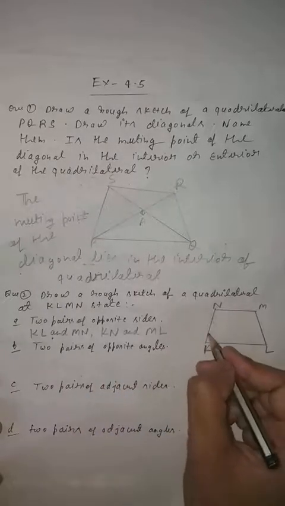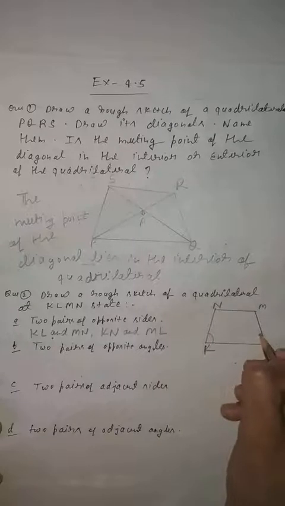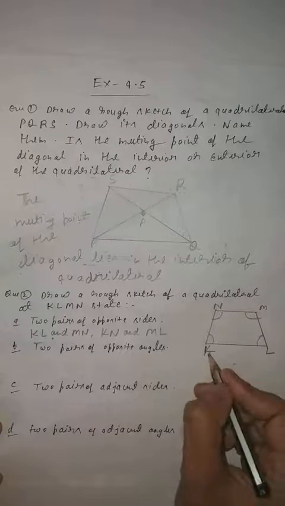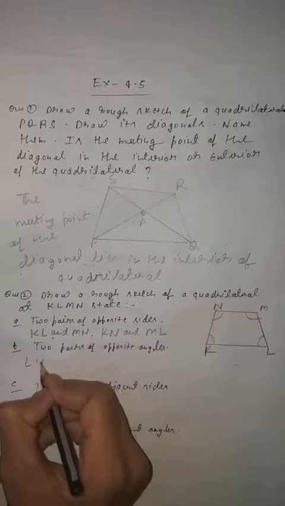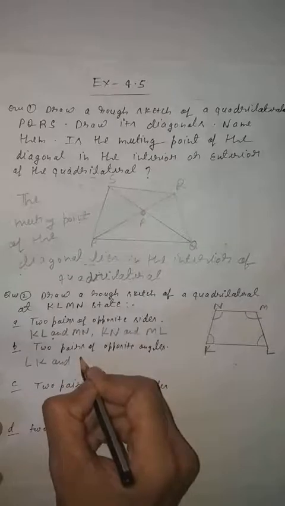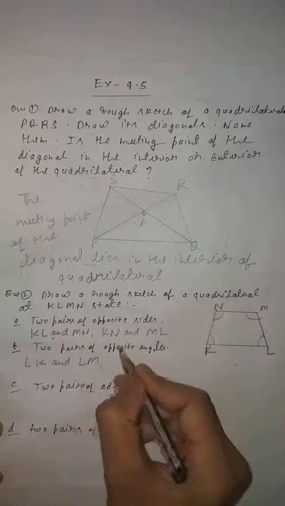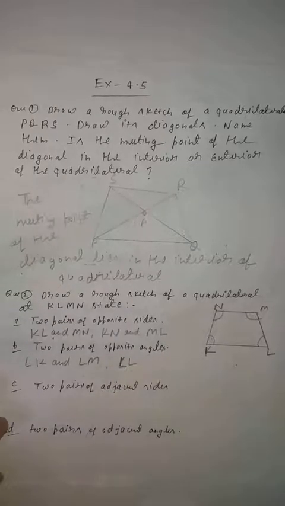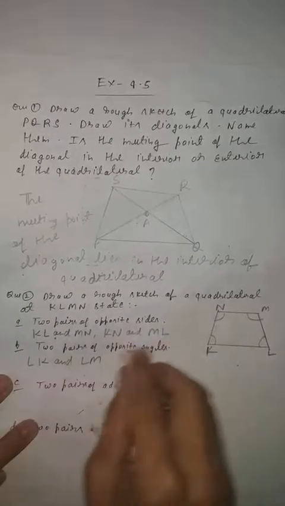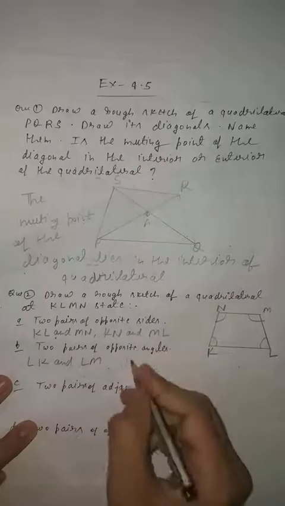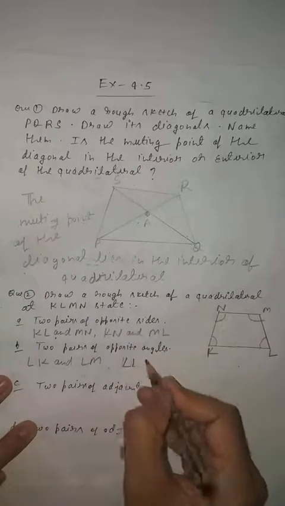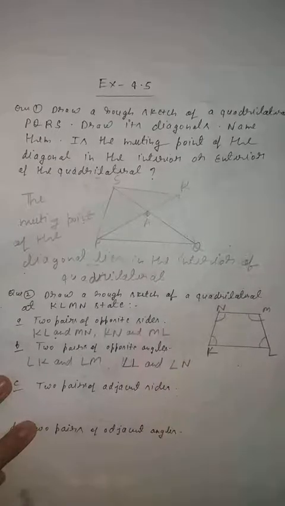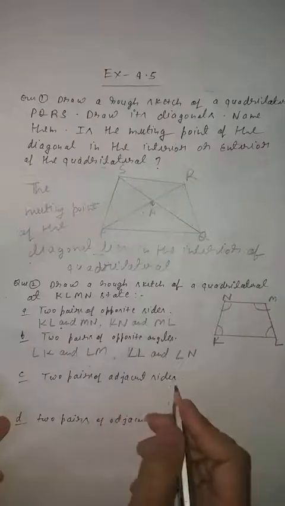Now two pairs of opposite angles are given. Opposite angles: you know this is angle 1, angle 2, angle 3, angle 4. So the opposite of K is M. So you can write angle K and angle M, and next angle L and angle N. Clear, students?